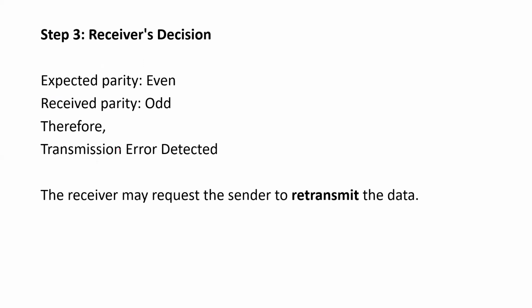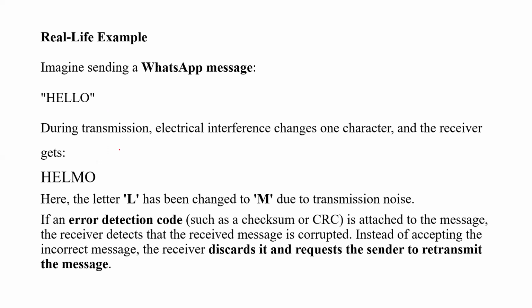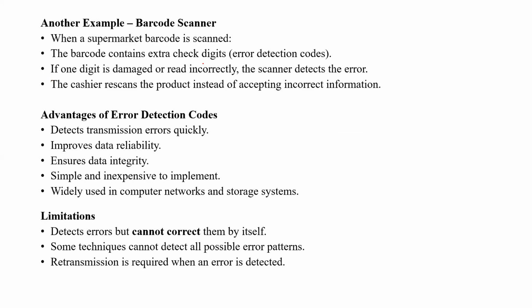For example, imagine sending a WhatsApp message, hello. During transmission, electrical interference changes one character, and the receiver may get halmo instead of hello, where the L has been changed to M due to transmission noise. If an error detection code such as a checksum or CRC is attached to the message, the receiver detects that the received message is corrupted. So instead of accepting the incorrect message, the receiver discards it and requests the sender to retransmit the message.